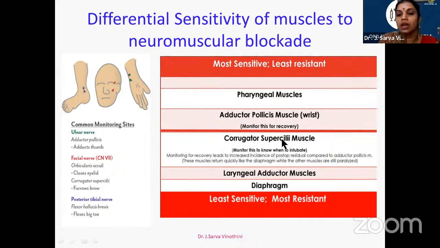corrugator supercilii muscle. So if you have to monitor the neuromuscular blockade to know at what time to intubate, then corrugator supercilii muscle closely resembles that of your laryngeal erector muscle. So that will be the ideal muscle to guide you for intubation. And we can see the pharyngeal muscles are the most sensitive and the least resistant. So this will be the first muscle to be blocked, but this is the last muscle to recover.